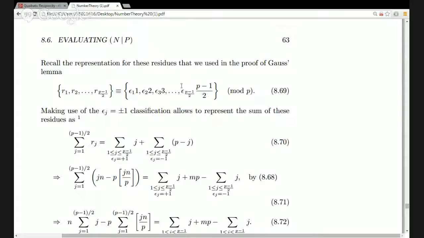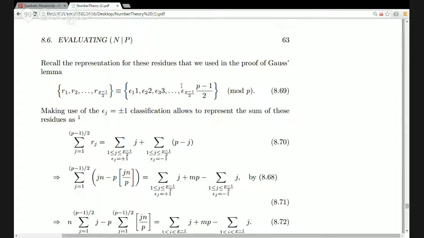So these epsilons, you'll recall, epsilon 1, epsilon 2, epsilon 3, etc., are a plus or minus sign accordingly that you need to attach to the number j between 1 and p minus 1 over 2 to give you something congruent to the remainder rj. We're building up a lot of stuff here, one on top of the other.